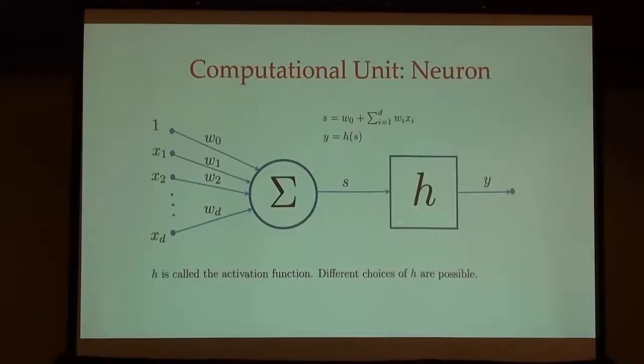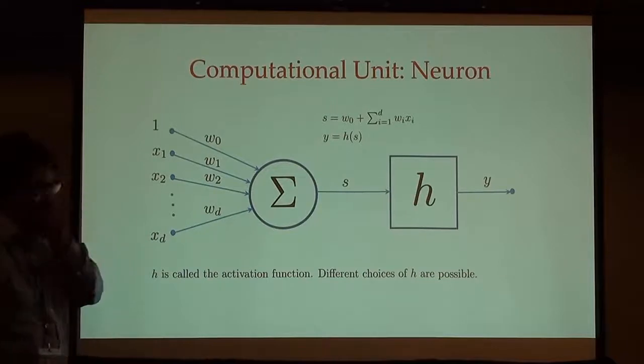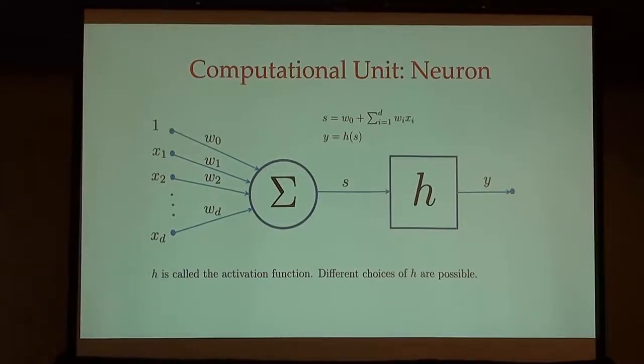Okay, so now I think we are ready to get into neural networks. So how much time do we have? You have 35 minutes. 35 minutes. Okay, so then let me stop and see if there are any questions up to this point.